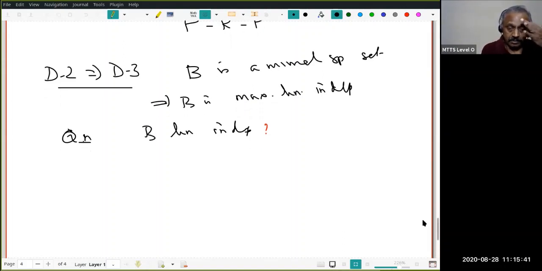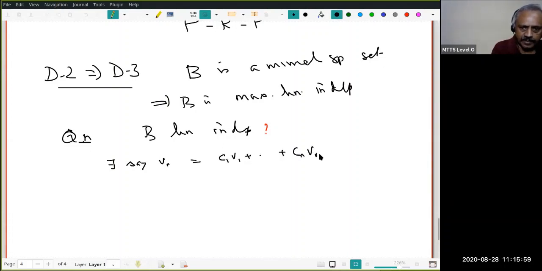Suppose not. What does that mean? That means there exists a vector. Is it all right if I just denote it Vn? There is a vector, say Vn, which is a linear combination of the other vectors: C1 V1 plus and so on plus Cn minus 1 Vn minus 1. Is that clear? There is some vector which is a linear combination of other vectors. Without loss of generality, I am assuming it's the last vector Vn. Now I want to arrive at a contradiction.